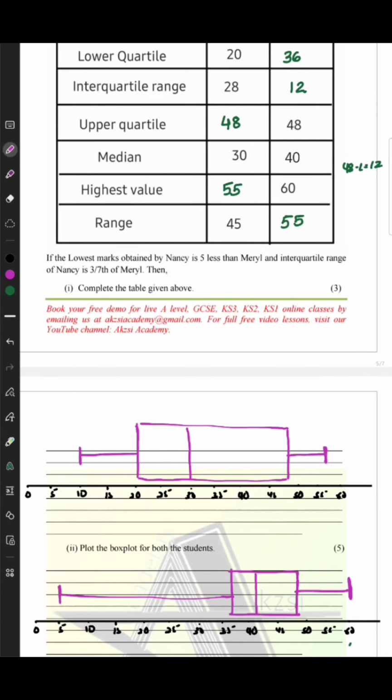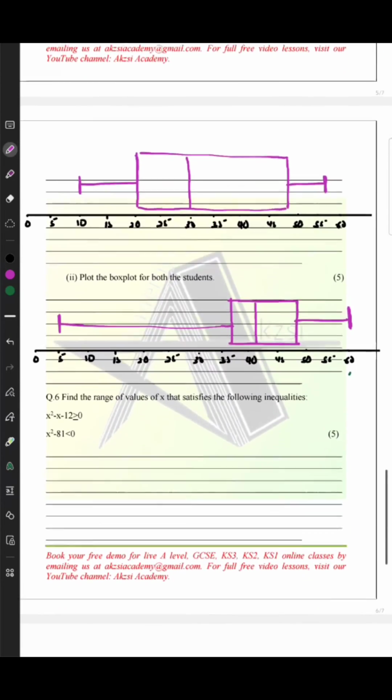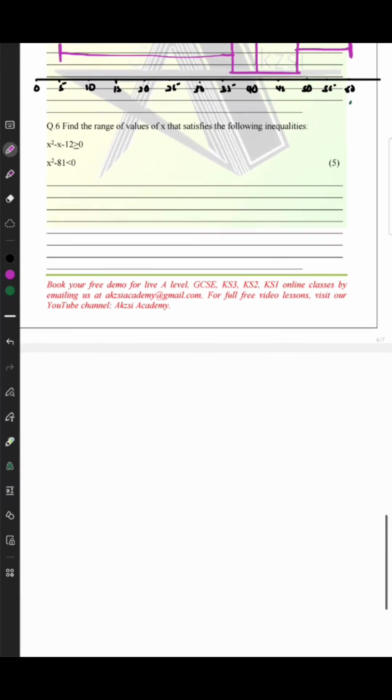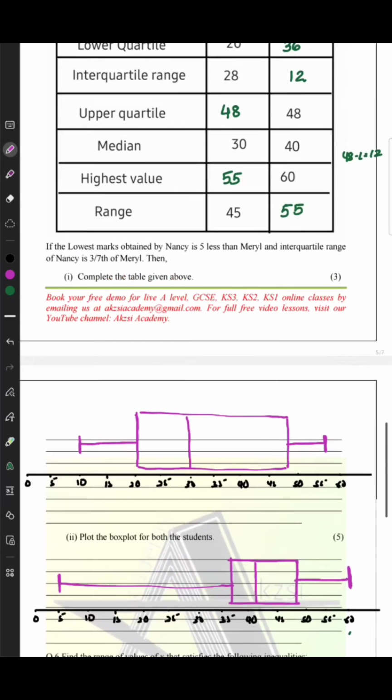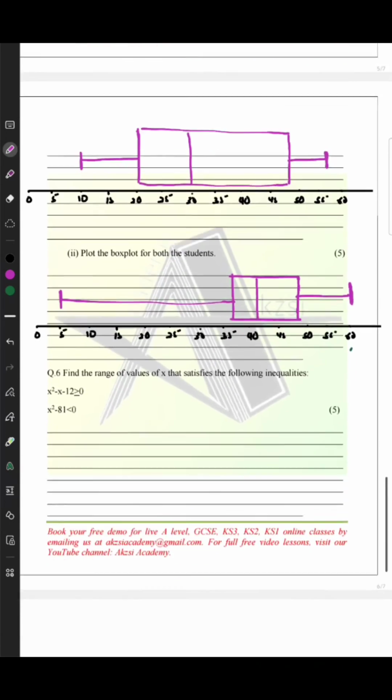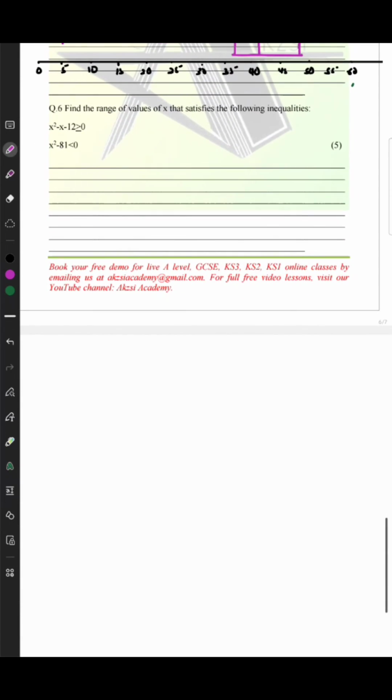And this is our box plot. Now our last question, which is actually question number 5. It's a typing mistake, written as question 6. Well, it says find the range of the values of x that satisfy the following inequalities. So x squared minus x minus 12 greater than or equal to 0 and x squared minus 81 less than 0.